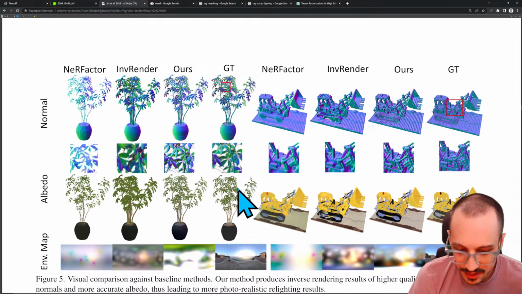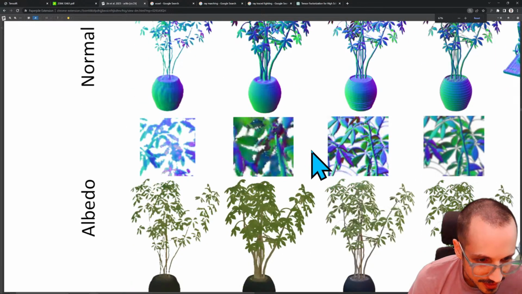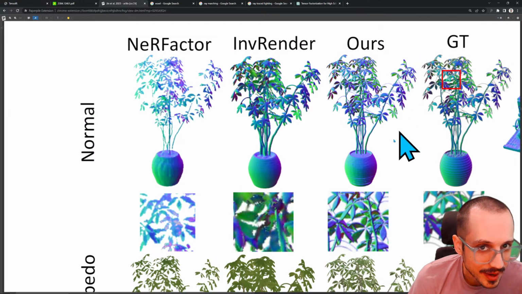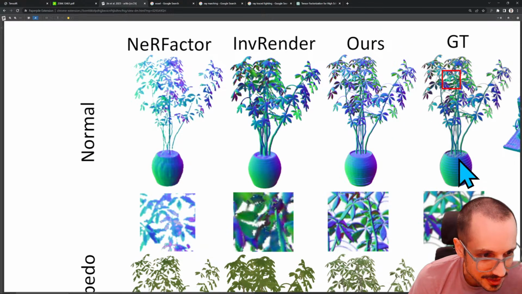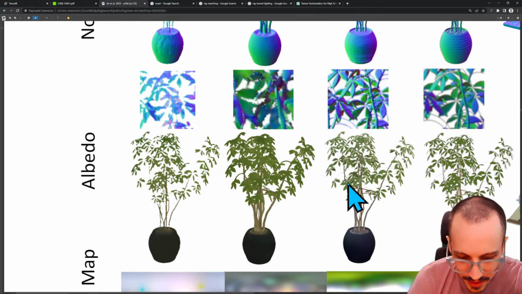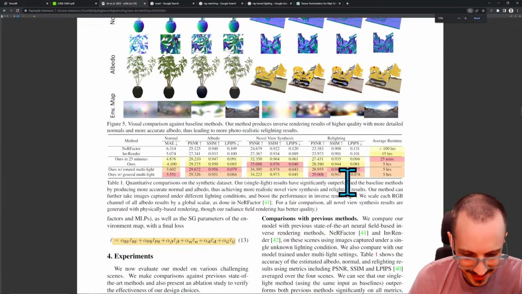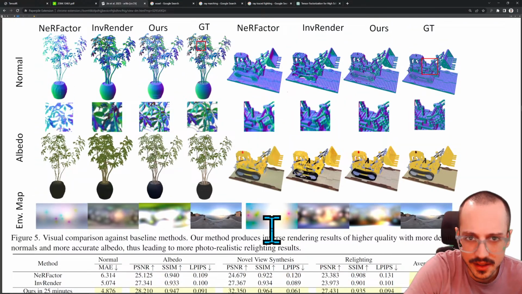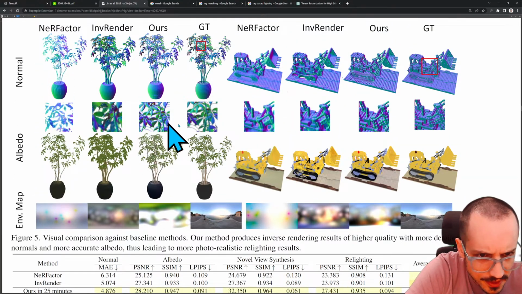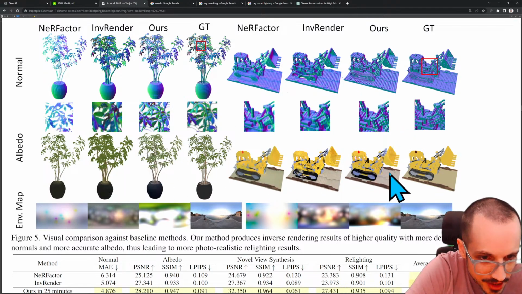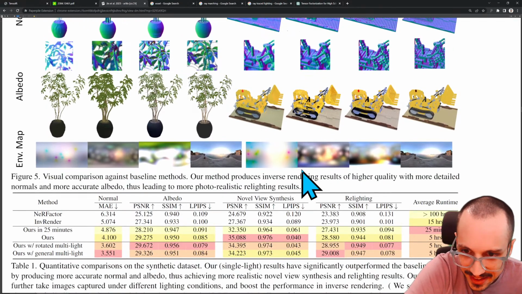Like, look at this stuff here. This is literally better than the ground truth. Look how much better this is than the ground truth. It's actually better than the ground truth, which doesn't make any sense. How can you have something that's better than the ground truth? Right? That's crazy. So it's better in terms of the crispiness, it's better in terms of the normal map, it's better in terms of the albedo. It's just better in every single way.